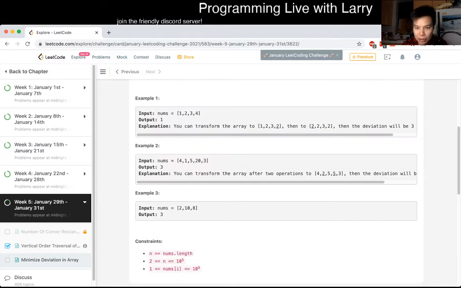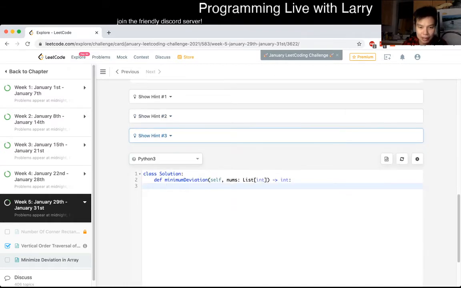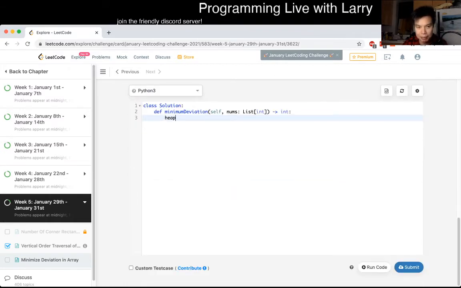So that's what I'm going to do. I'm going to keep track of, yeah, let's start implementing. So we have a heap. I have a, let's just say, oops. Yeah, and then for x in nums, if x is even, then we can already put it directly in the heap.